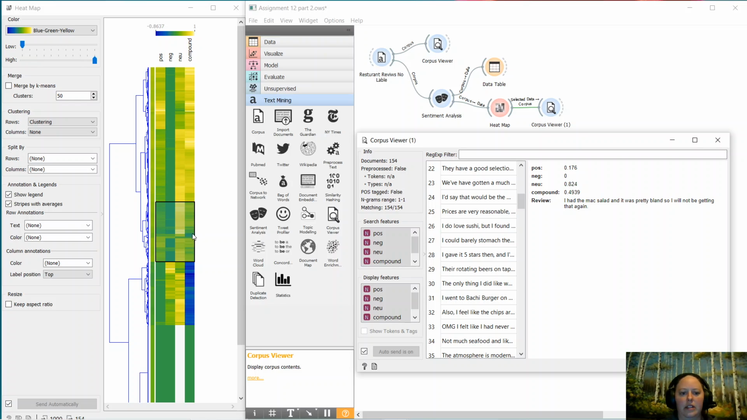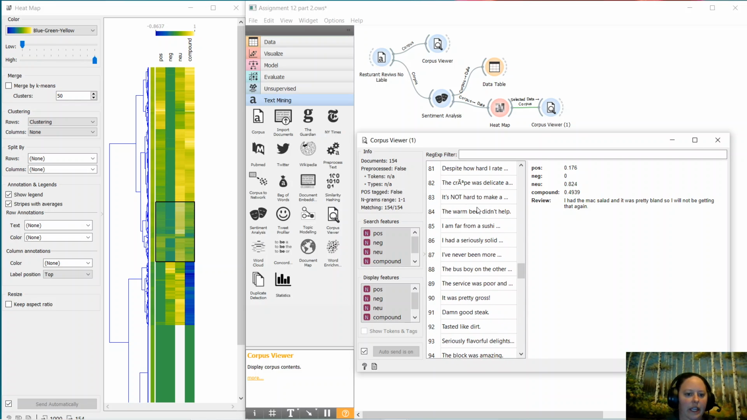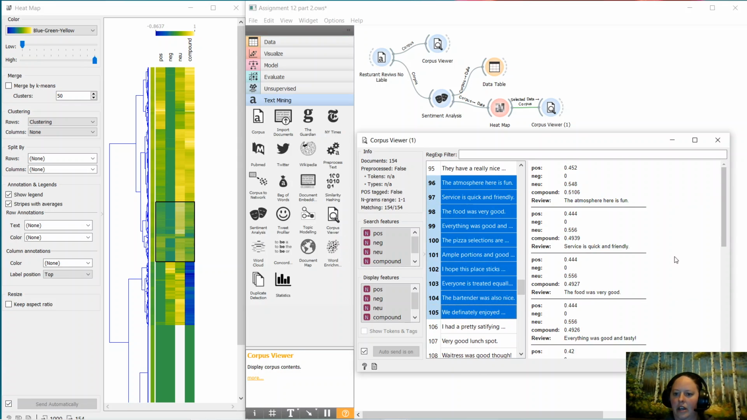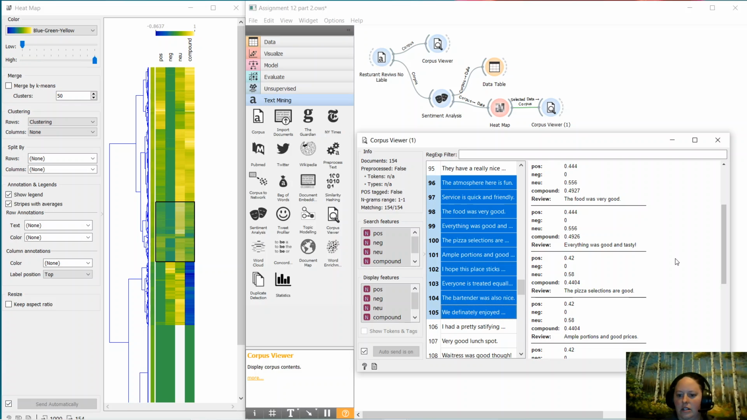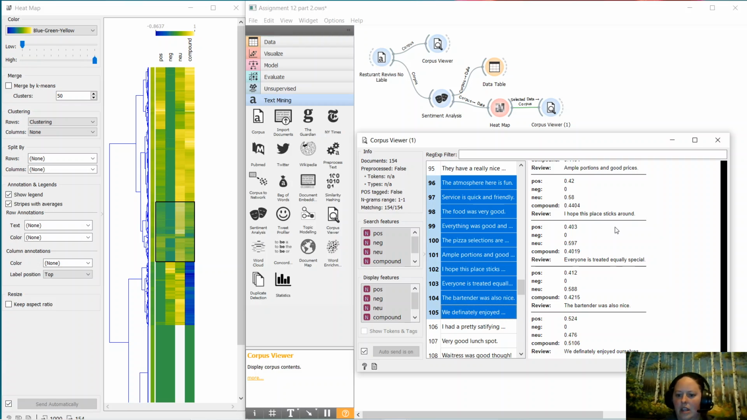I want to see what these are. So how many do we have here? 154, and where would you say these are at in the middle? 154, right there. The atmosphere is fun. Service is quick and friendly. The food was very good. Everything was good and tasty. Portions and good prices. So these are right in the middle, 0.44. I find that interesting. 0.5. We definitely enjoyed ourselves. I feel like that should be more positive.